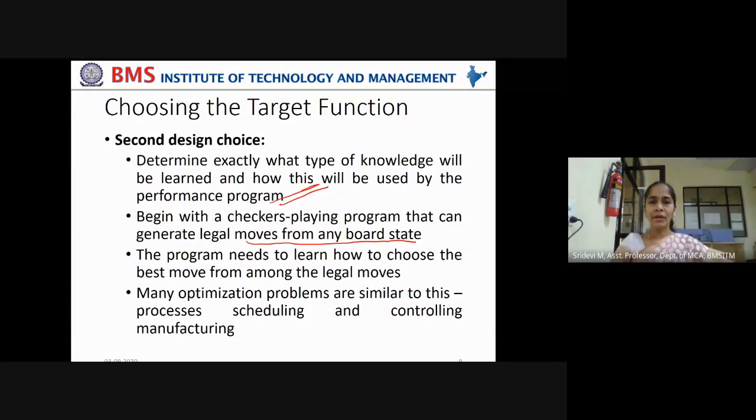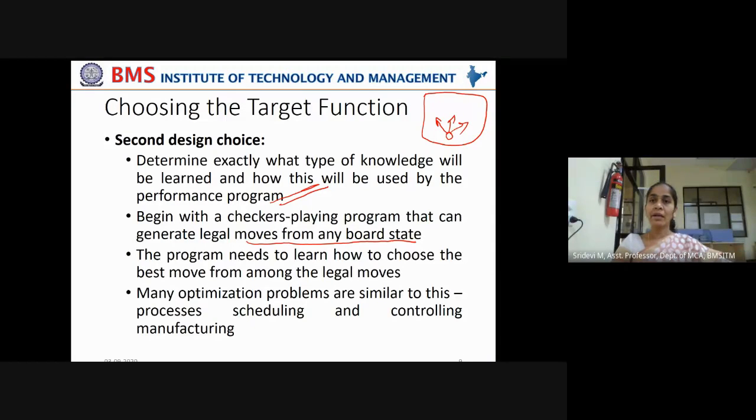Okay, now you begin with a checkers playing program that can generate legal moves for any board state. Say this is the state where the coin lies. Now what are the legal moves from this particular position? These are called the legal moves. Now the program needs to learn how to choose the best move from among the legal moves. If you take the board like this, there is a coin here in a valid board state. Now, what is the best move, whether in this direction or this direction, so that the outcome will be success, winning the game.